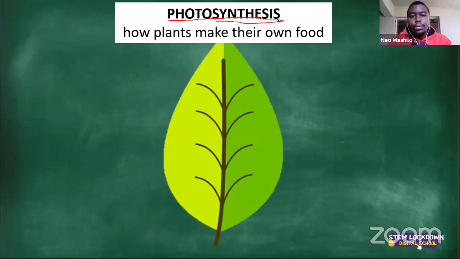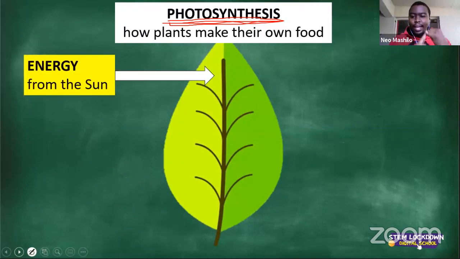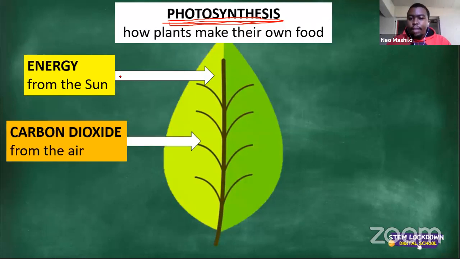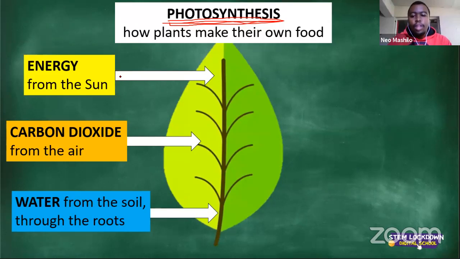This is the process called photosynthesis. So we're going to look at exactly how these plants get to make their own food. One, they take in energy from the sun. So you can see the arrow is coming in. They take in carbon dioxide from the air, and they take in water from the soil through the roots.